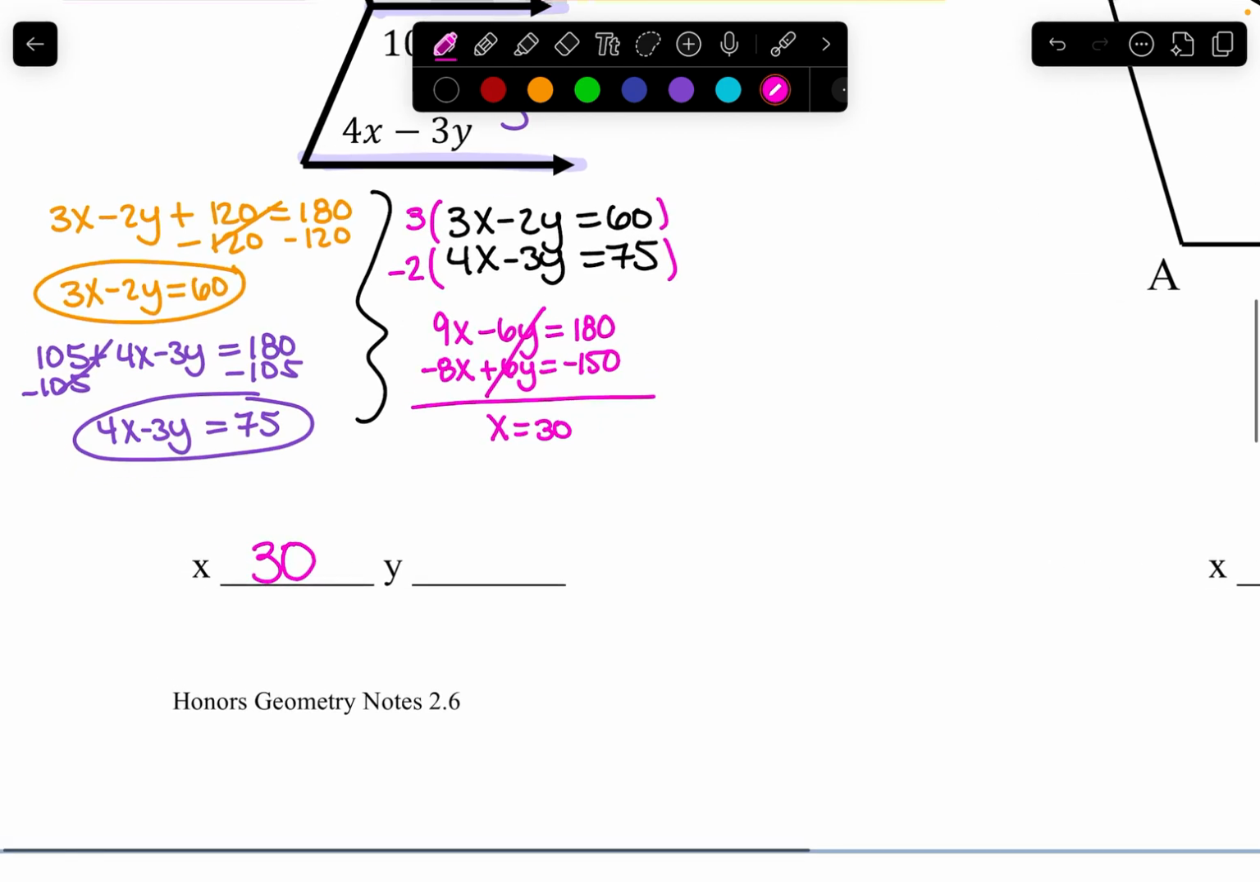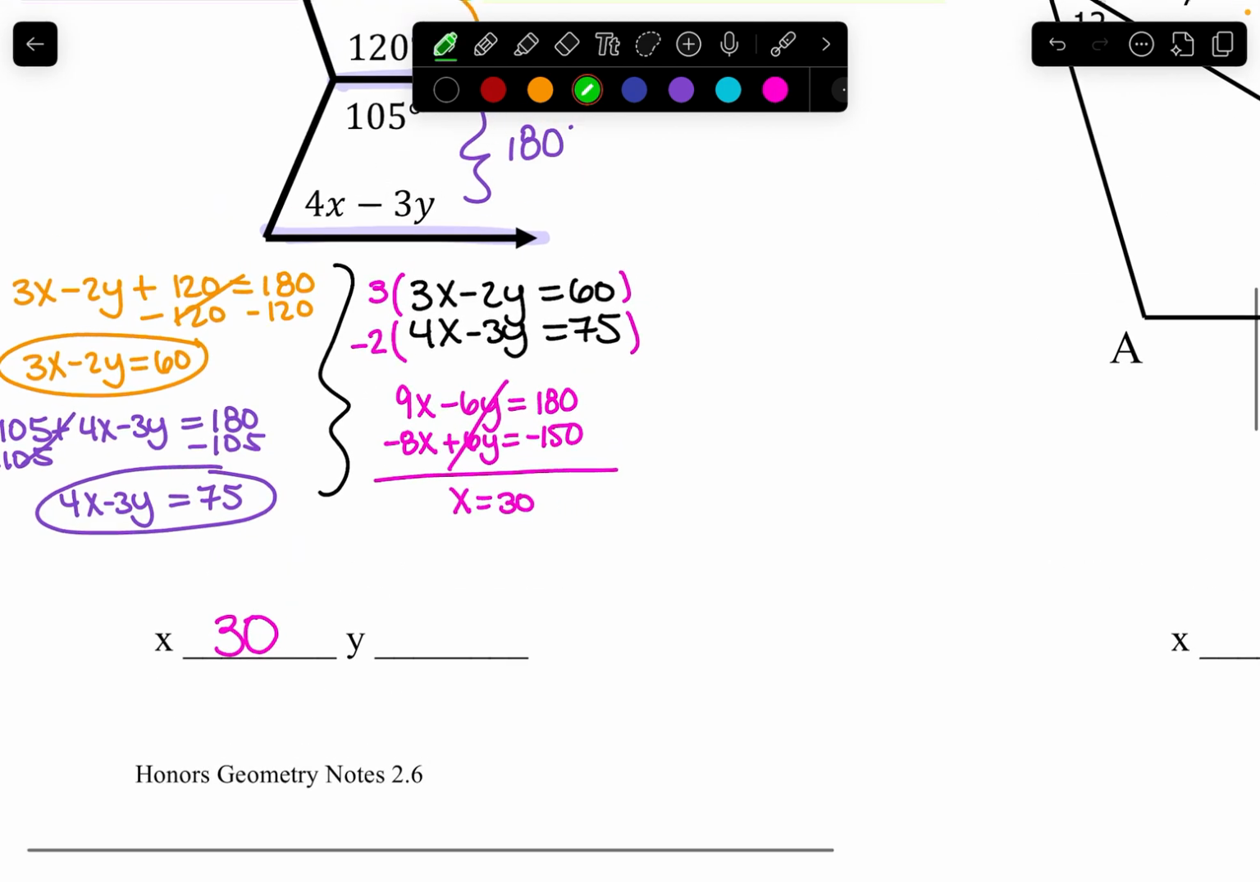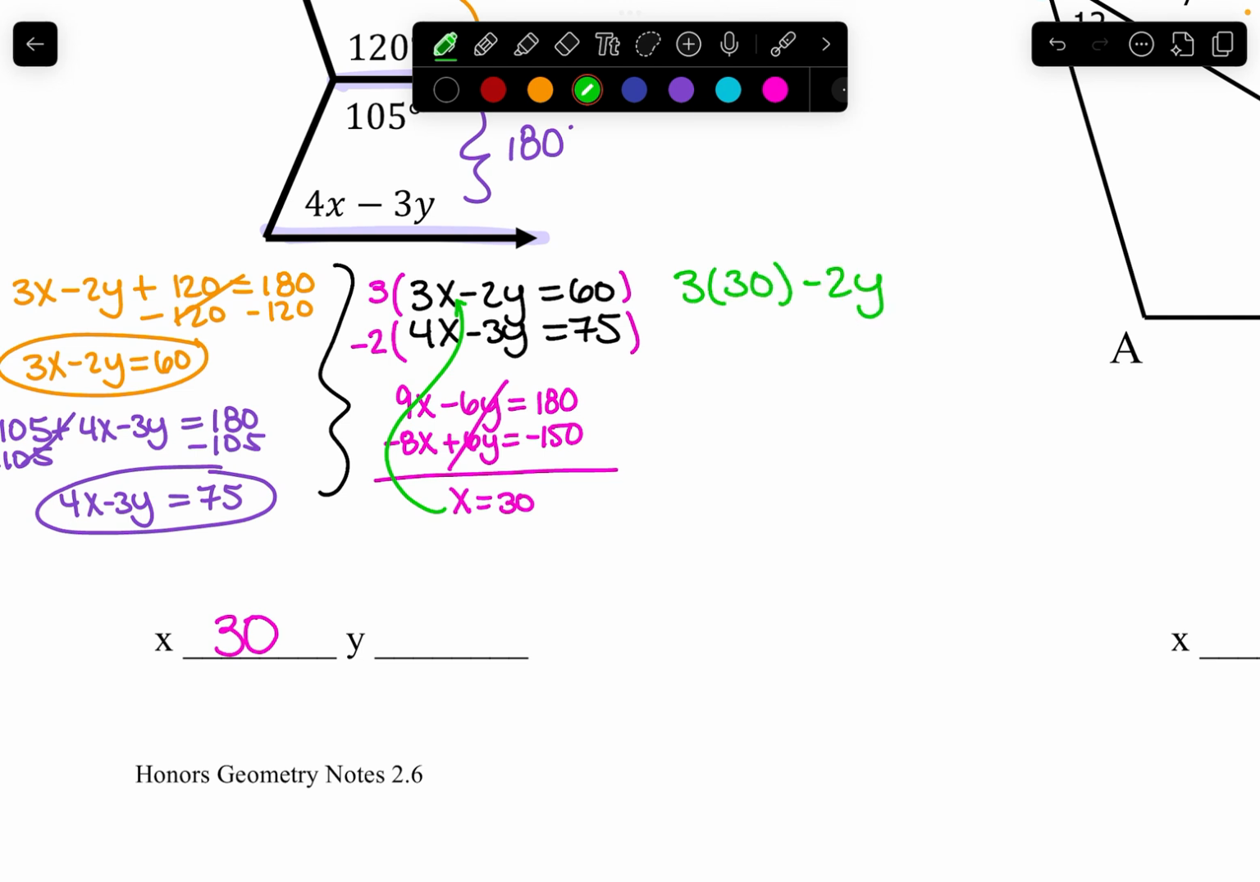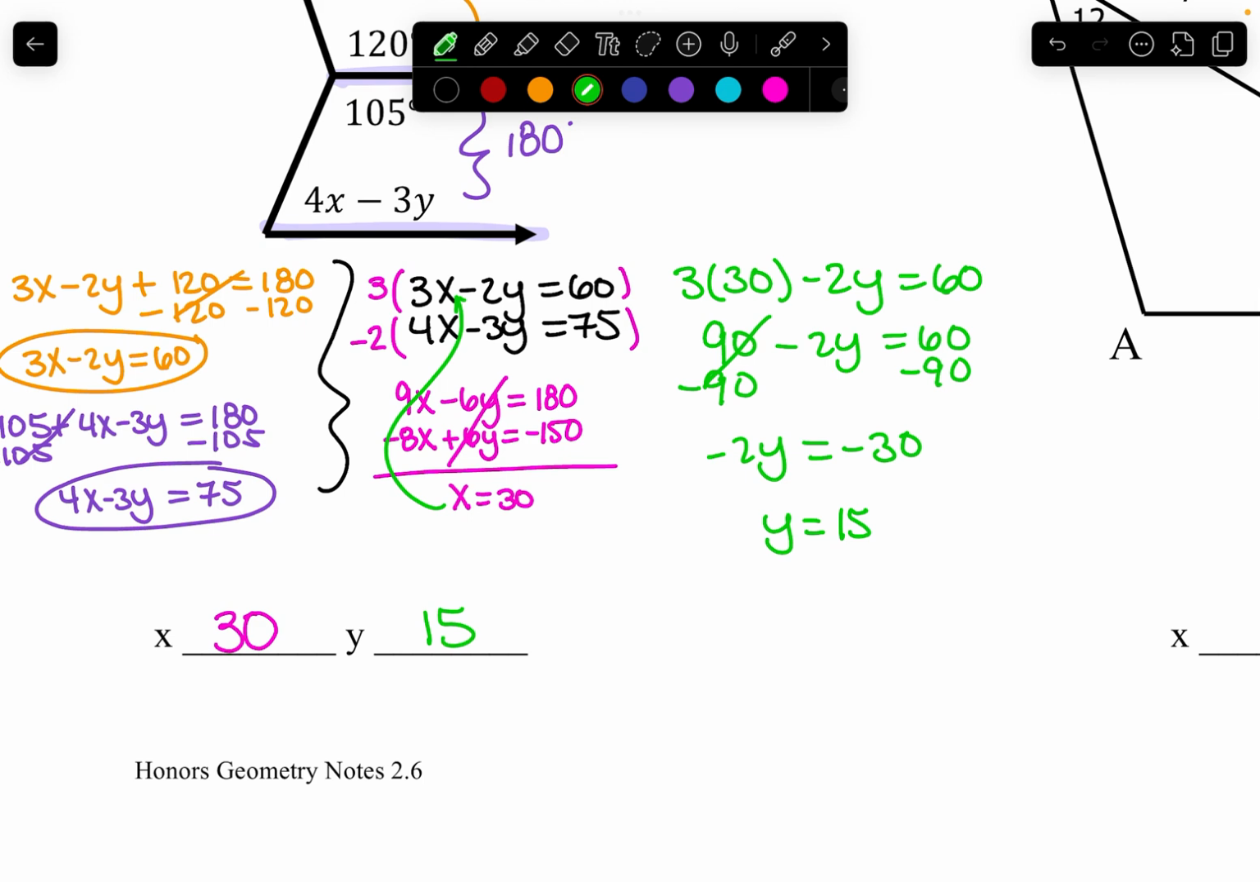And then I'm going to plug that back into one of my equations. I'm just going to plug it into this top one up here. So 3 times 30 minus 2y equals 60. This is 90 minus 2y equals 60. We're going to subtract 90. We have negative 2y equals negative 30. And we get that y is a positive 15, okay?